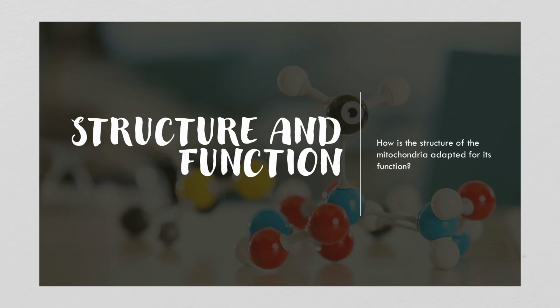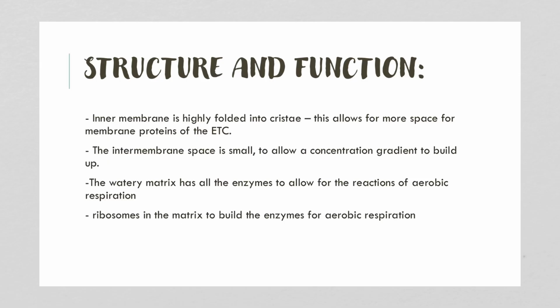So one prompt that you need to be able to discuss is, how is the structure of the mitochondrion adapted for its function? Mitochondria is actually the plural of one mitochondrion. So let's have a look. The inner membrane is highly folded into cristae, and that allows for more space for the membrane proteins of the electron transport chain. You don't know what that is yet, but you will. The intermembrane space is small, so the space in between the inner and the outer membrane is small, and that allows for a concentration gradient to build up.